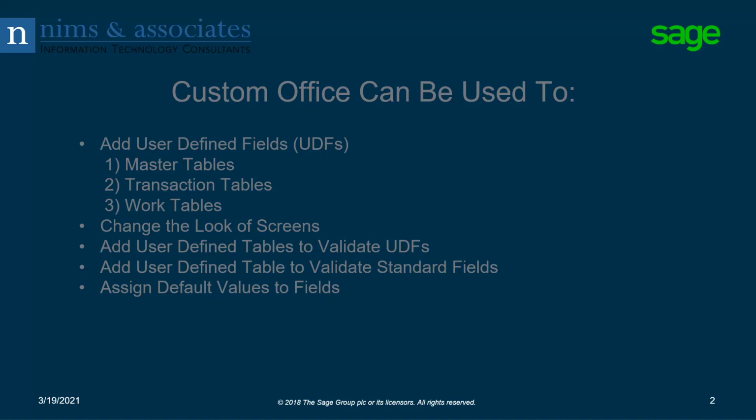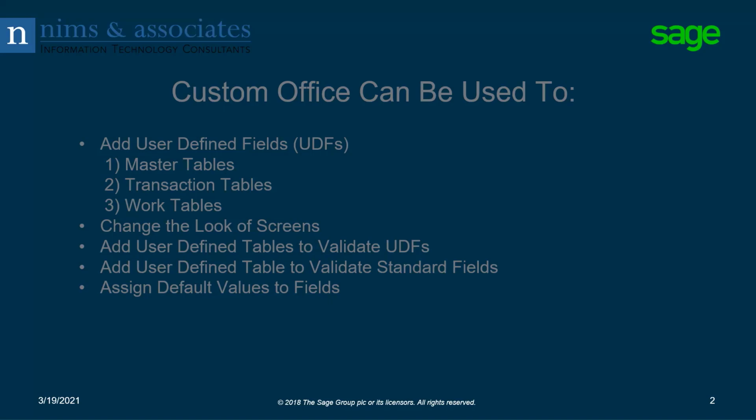Another function of Custom Office is that you can add user-defined tables, and user-defined tables can be used to validate values in the user-defined fields, which is really cool. Then you can also provide lookups to those user-defined fields from the values in the user-defined table to allow the user to select a valid value. You can also tie a user-defined table to a standard Sage 100 field. It doesn't have to be a user-defined field. And once again, it can be used to provide a lookup to the user and to validate the value to the field.